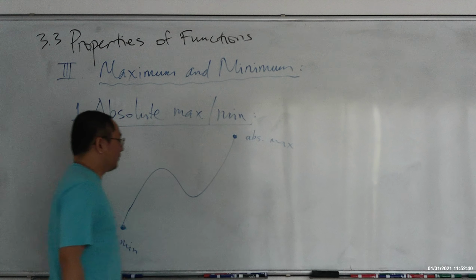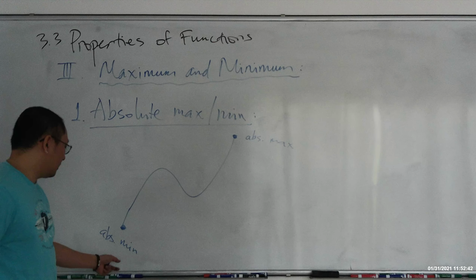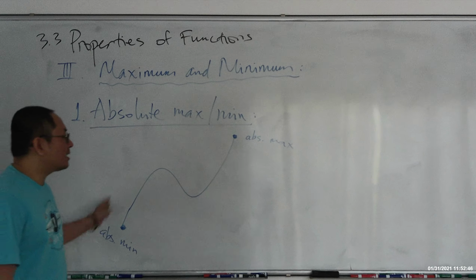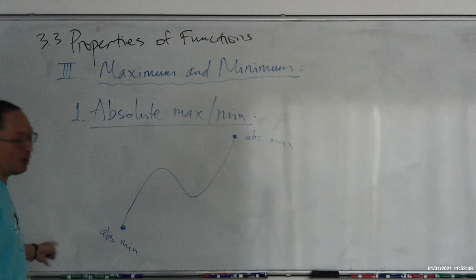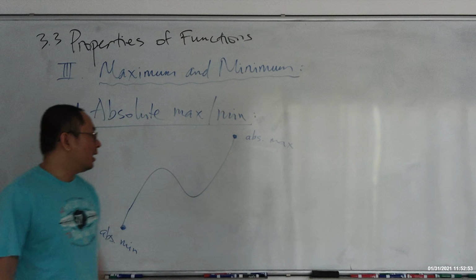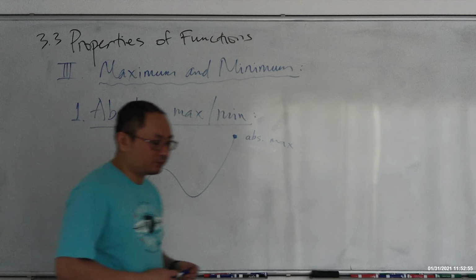So absolute means the biggest and smallest for the entire domain. Absolute min means the lowest point for the entire graph, for the whole graph. Whole graph means the whole domain, okay? And similarly, absolute max means the highest point on the entire graph.